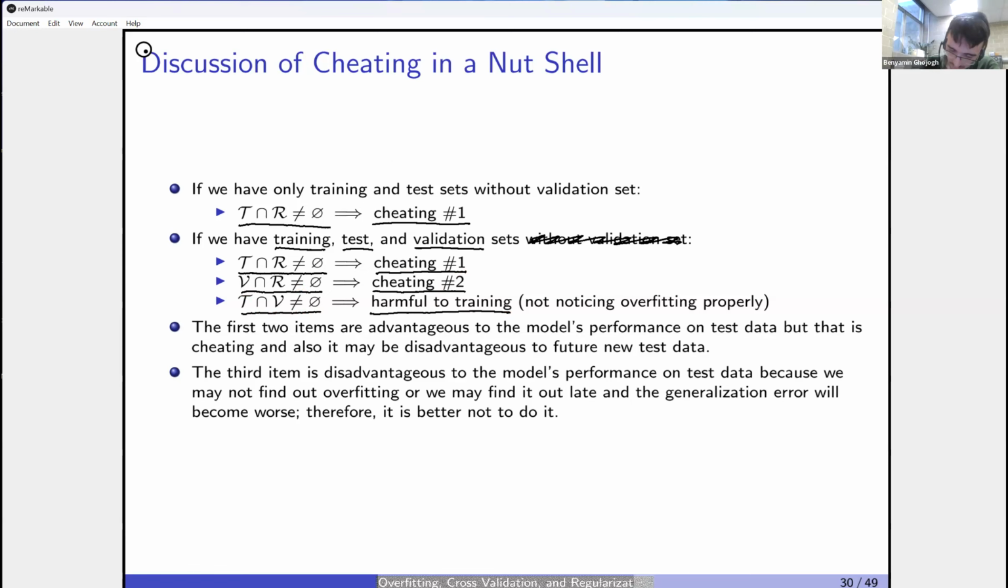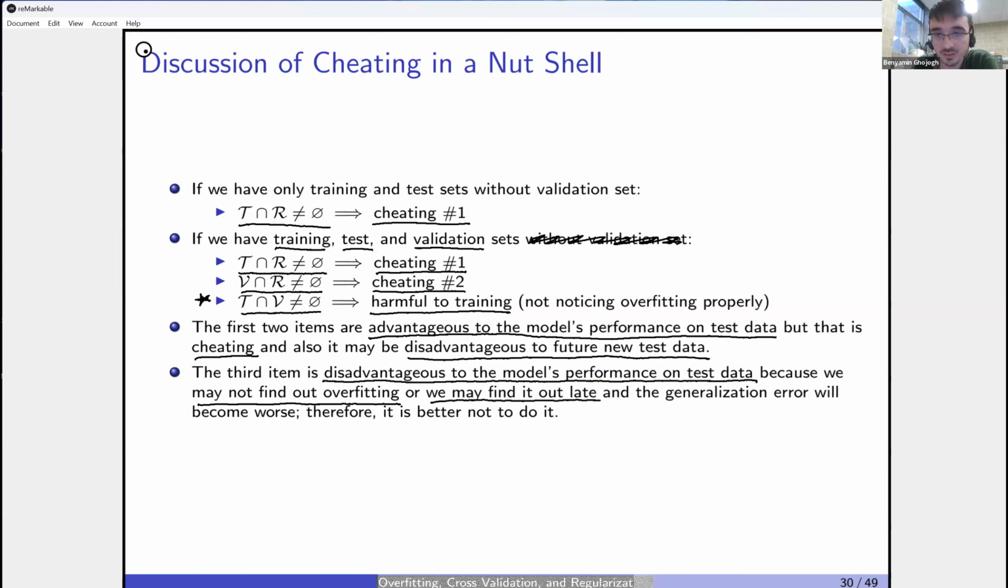Okay. So the first two items are advantages to the model's performance on test data, but that is cheating, and it may work awfully after deployment. It may be a disadvantage on future new test data, right? The third term is a disadvantage to the model's performance on test data, because we may not find out about overfitting, or we may find it out late, right? And the generalization error will become worse. Therefore, it is better not to do it. Okay.